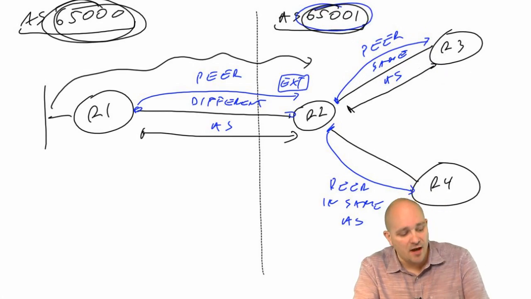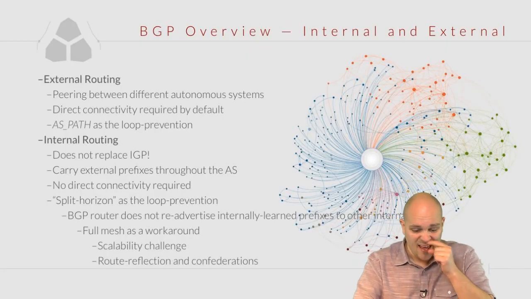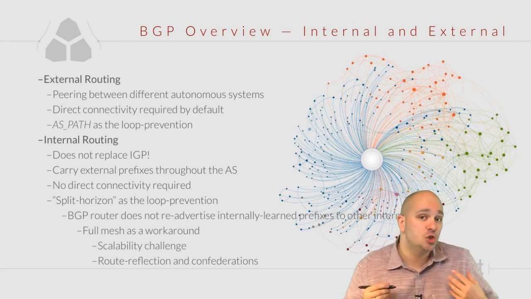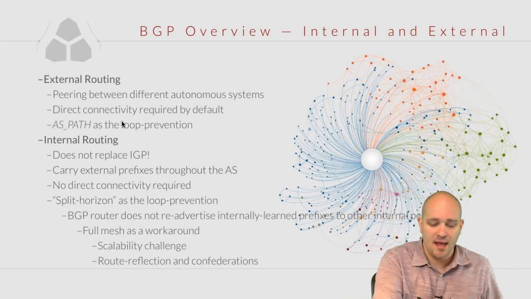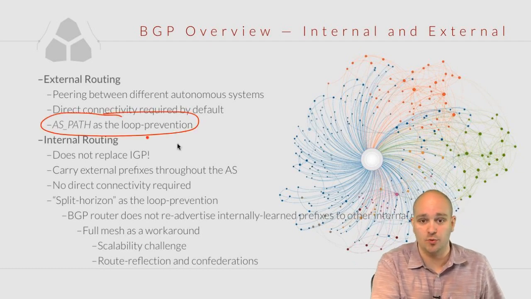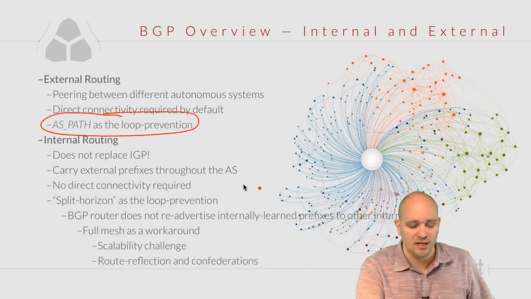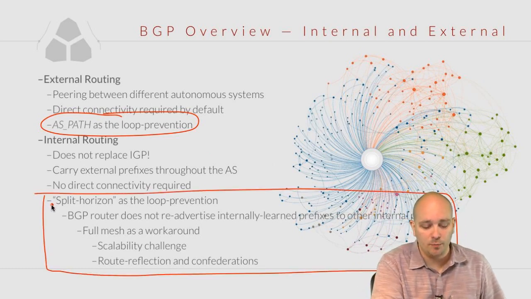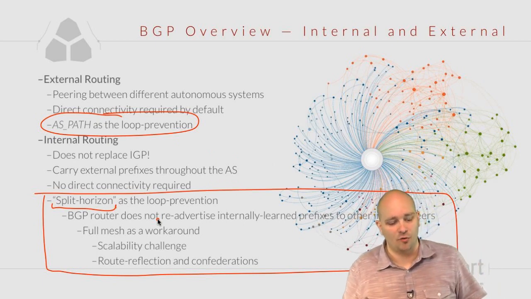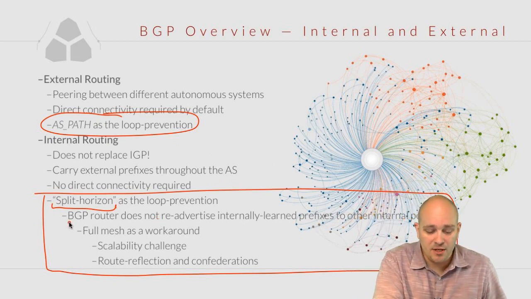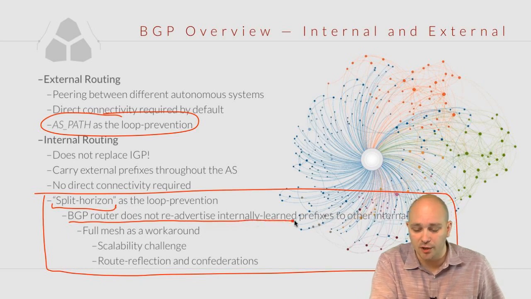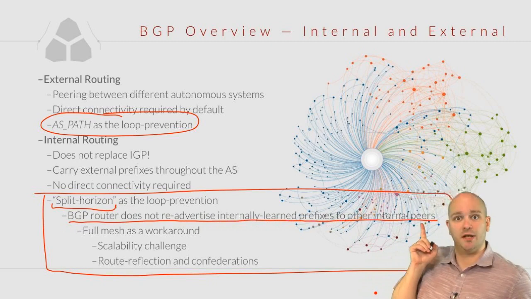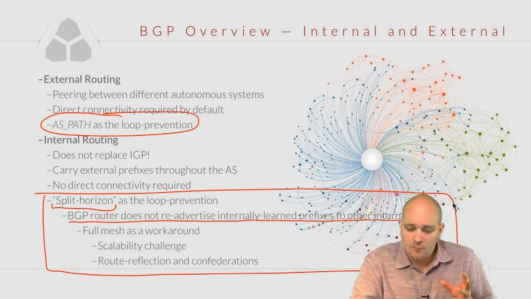Now, this is a very, very important concept to master because of the loop prevention that is required or that is used inside the autonomous system. Now, we know that between the autonomous systems, we are going to be using the AS path attribute. However, inside the autonomous system, we are going to be using something that I like to call the split horizon. The rule there says that a BGP router does not re-advertise internally learned prefixes to other internal peers. You can't see this here, but it says internal peers right there. Now, what does that mean?